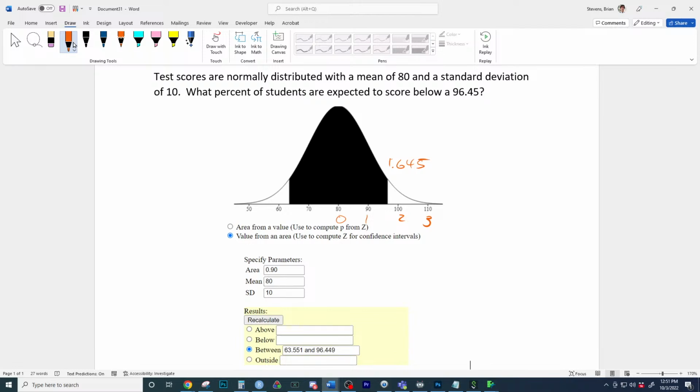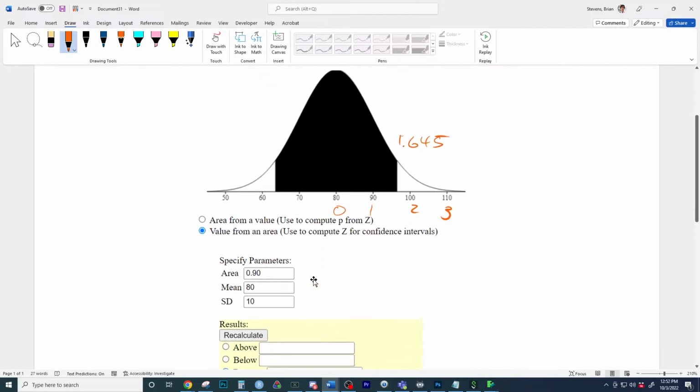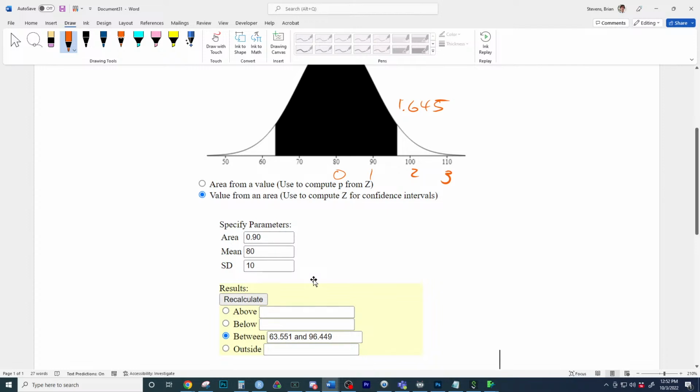Oh, no worries, Evan. This says 90% is in the middle. Great job, Blake. Yes, Blake, 1,000 points. That is correct, Blake. Yep.